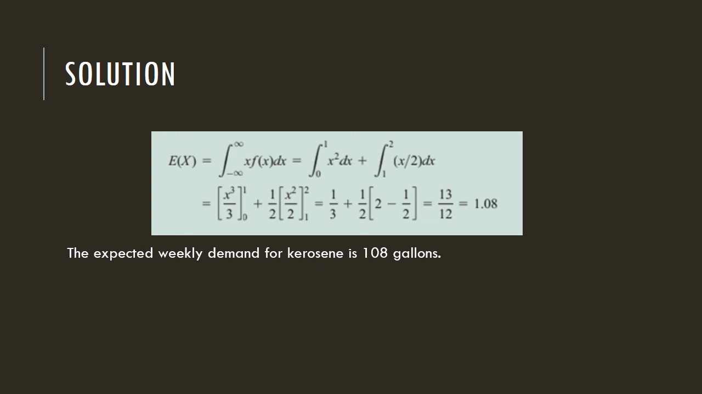Therefore, the expected weekly demand for kerosene is 1.08 times 100, which is equal to 108 gallons.